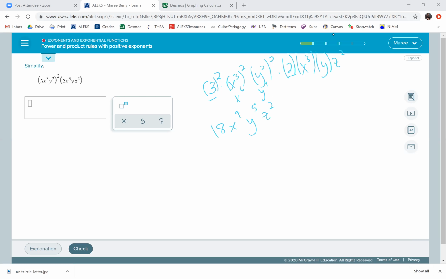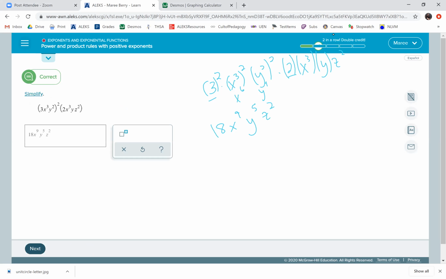Okay, so I'm going to very carefully type this in because it's hard to miss one. So x to the 9th, y to the 5th, z squared. Double check. Hopefully I wrote it correctly. Okay, good. Let's do, I'll do one more just for kicks and giggles.